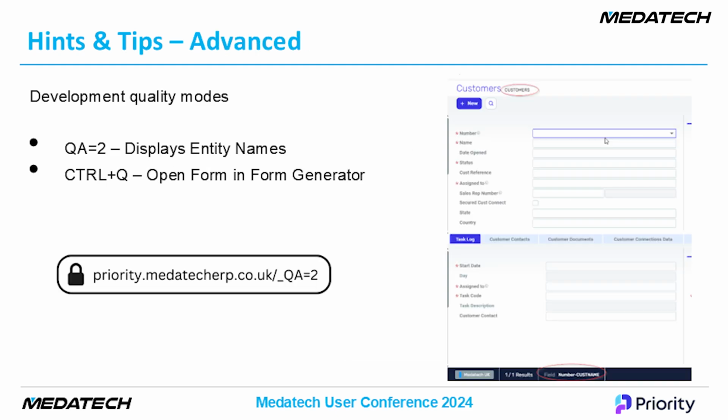Moving on to our more advanced hints and tips. These are actually really exciting, and I've had a couple of people come up and say, well, are you talking about this? Like, yeah, I am talking about this. These are applicable to anyone who's getting into the development side of Priority, which I know quite a few of you here are either looking into or are already into. The first thing is the quality mode, QA equals 2.